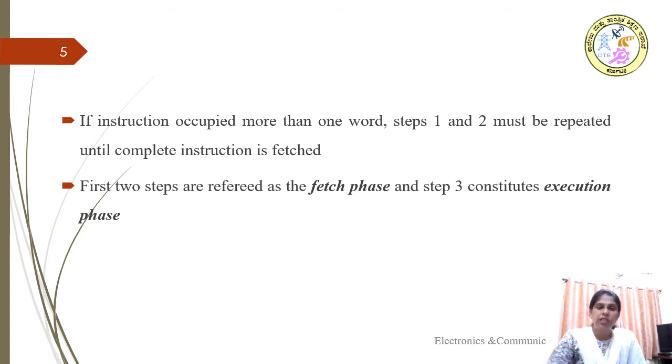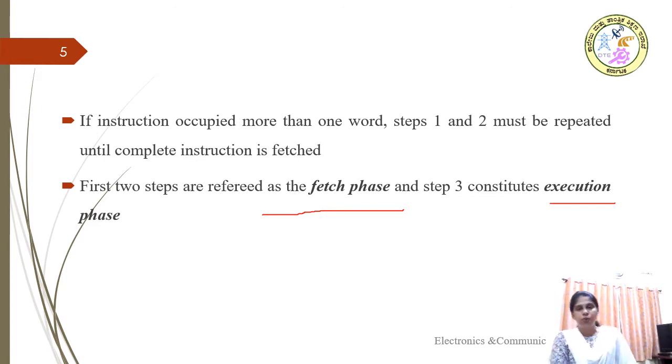The first 2 steps, whatever we have represented, will be called the fetch phase, and step 3 constitutes the execution phase. So to perform any particular instruction execution, 2 phases will be considered. One is the fetch phase and another is the execution phase. In the fetch phase, we are going to fetch the instruction which is stored in the memory location, and in the execution phase, the processor will execute the particular operation specified in an instruction.